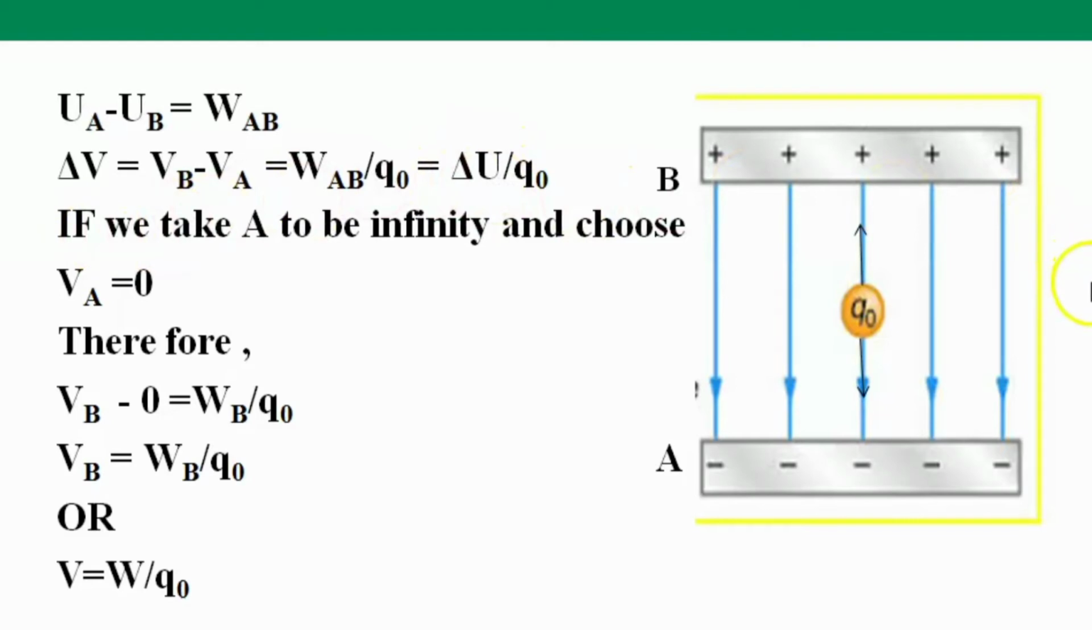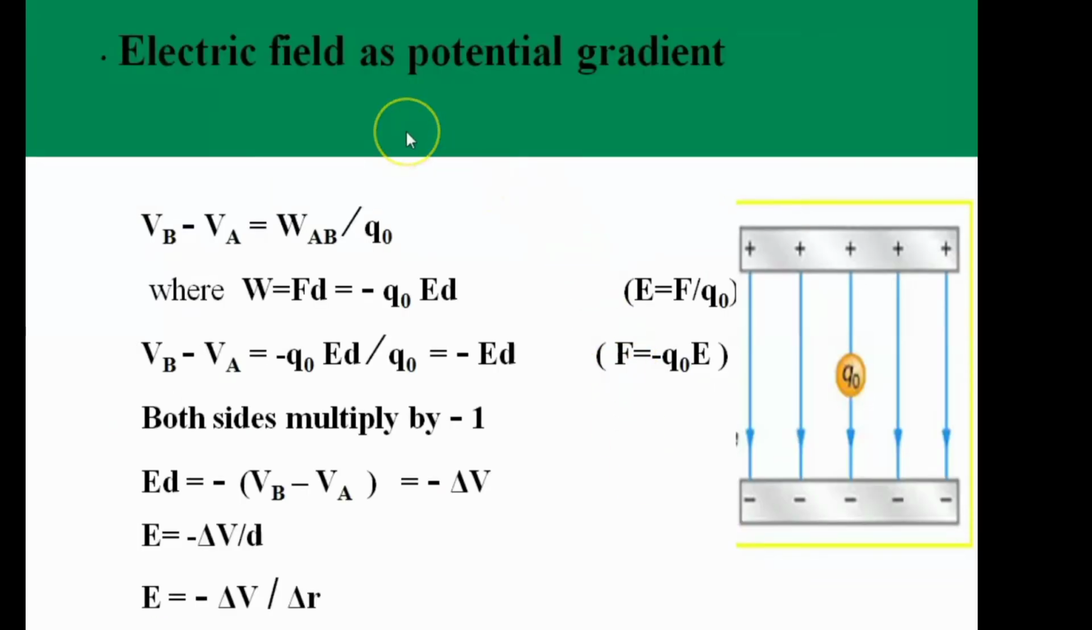If we bring the charge from infinity, meaning where there is no field, to point B, then the potential at infinity, which is VA, is equal to 0. So the above equation becomes VB minus 0 is equal to WB upon Q naught, or we can write it as VB is equal to WB upon Q naught, or V, meaning electric potential, is equal to W upon Q naught. So the definition of the electric potential is the work done in bringing a unit positive charge from infinity to that point.